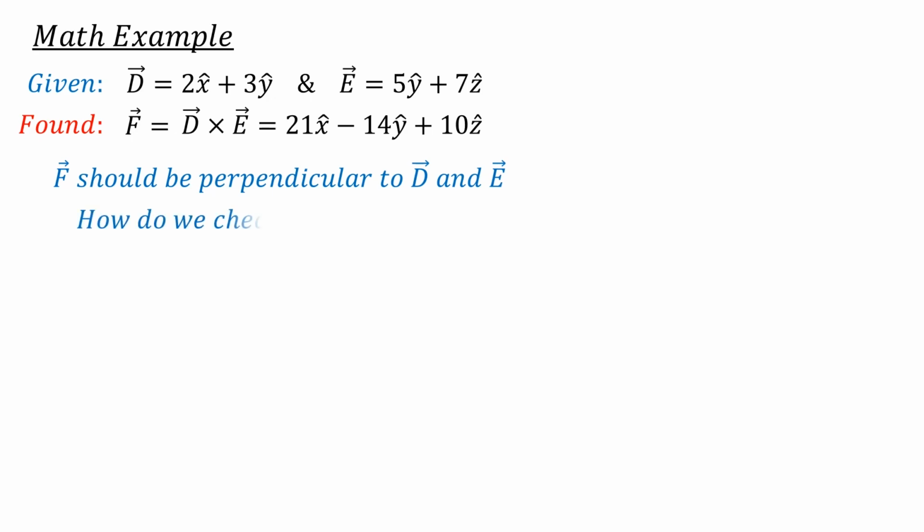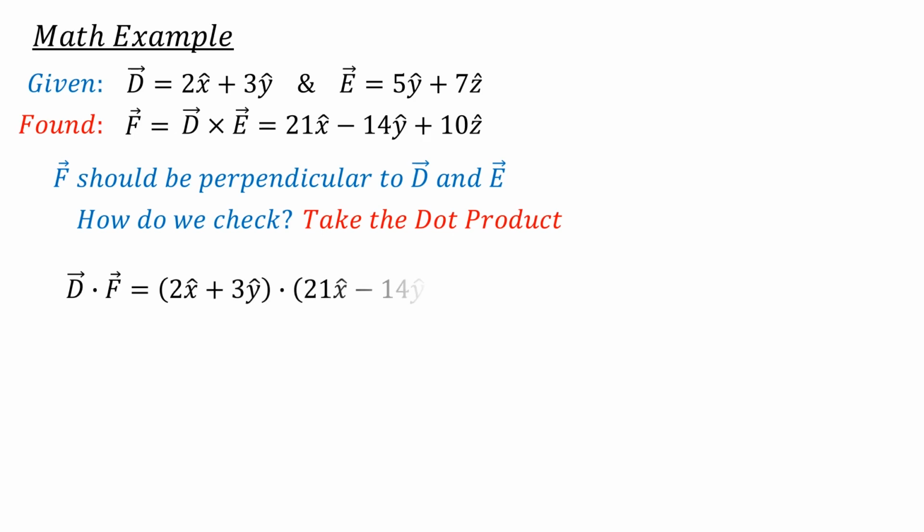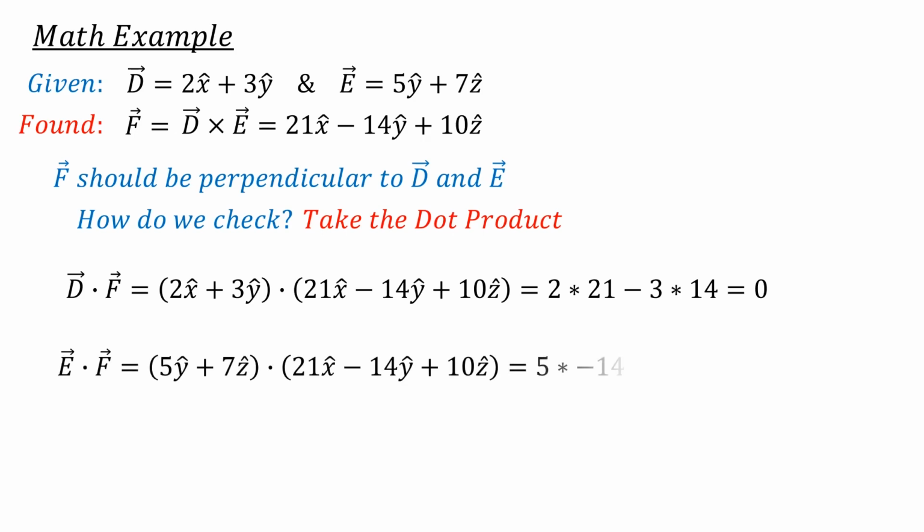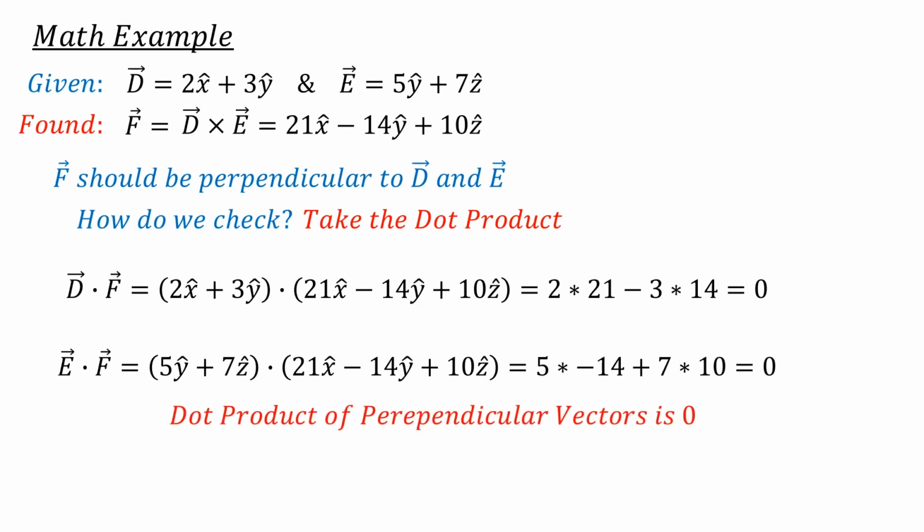How do we check if two vectors are perpendicular? We see if their dot product is 0. Let's check this. Remember, dot product multiplies the parallel components of vectors together. Vector d dotted with vector f equals 2 multiplied by 21 minus 3 multiplied by 14 equals 0. Vector e dotted with vector f equals 5 multiplied by negative 14 plus 7 multiplied by 10, which is 0. We just confirmed that vector f, the cross product of vectors d and e, is perpendicular to both vectors d and e.